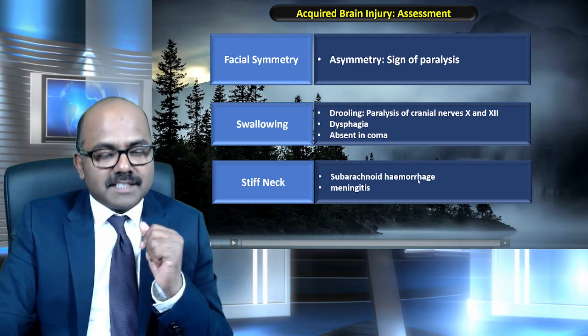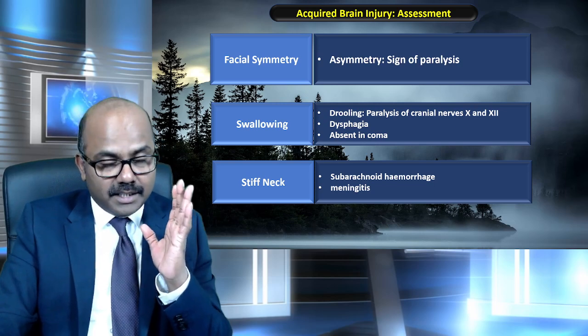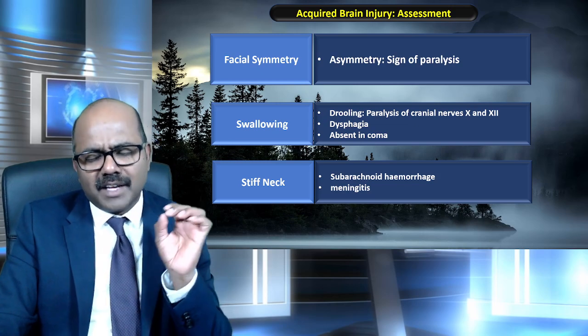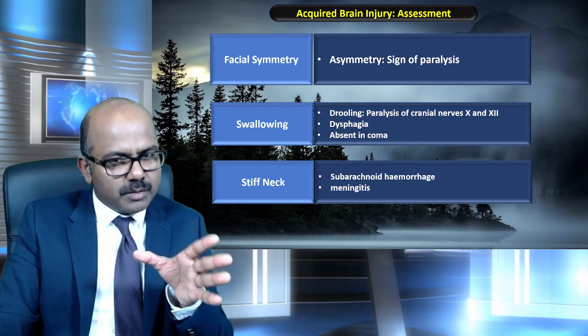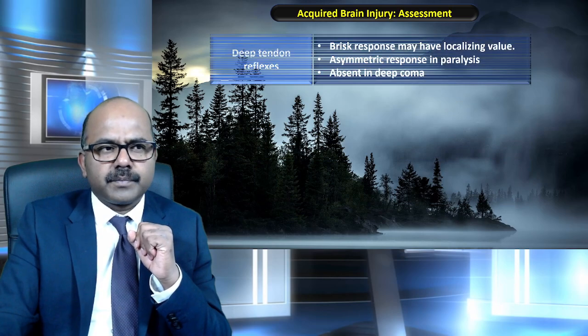So stiff neck, that's another thing. Stiff neck indicates an issue with the meninges, in case of any subarachnoid hemorrhage or any meningitis. Whenever the meninges are affected due to bleeding or infection, the neck will go stiff. So stiff neck is a key thing to assess for.